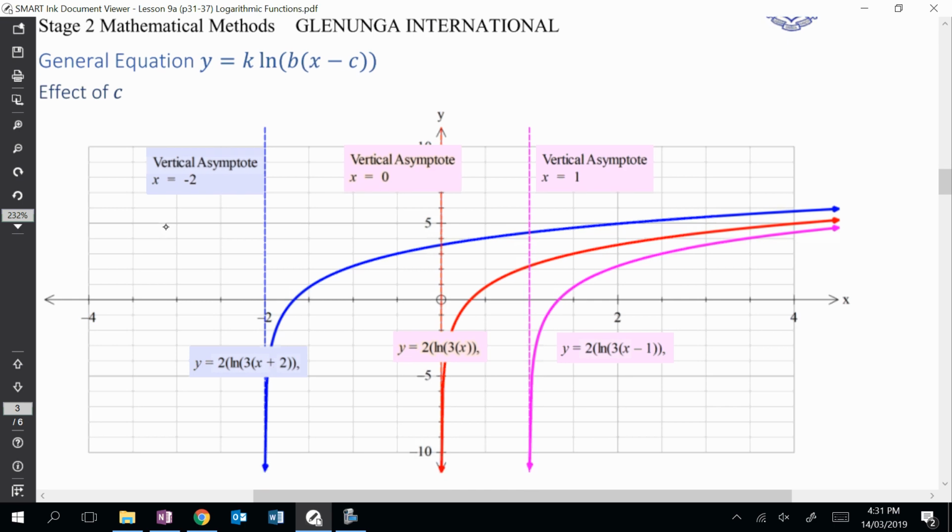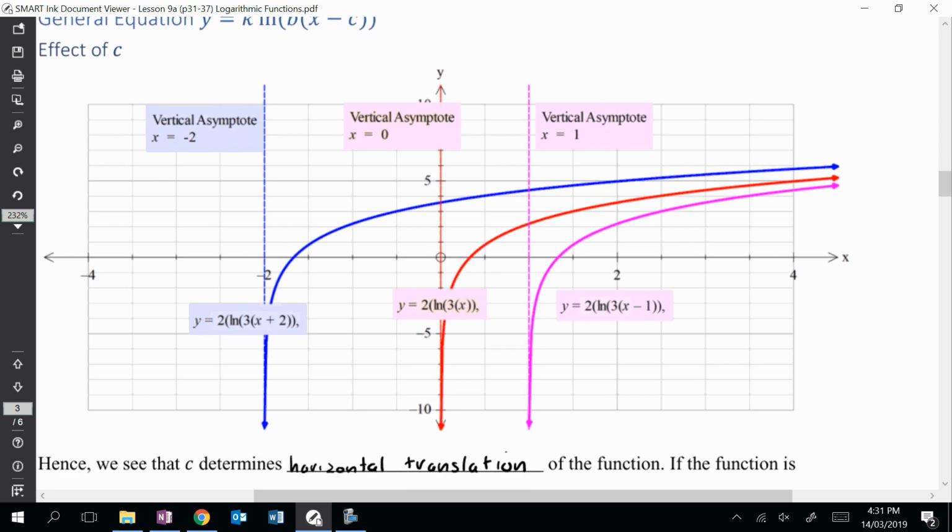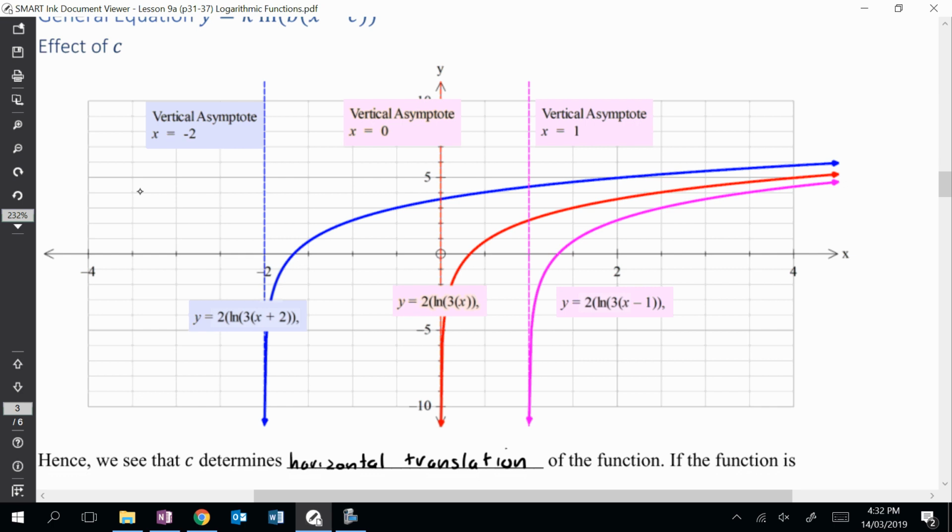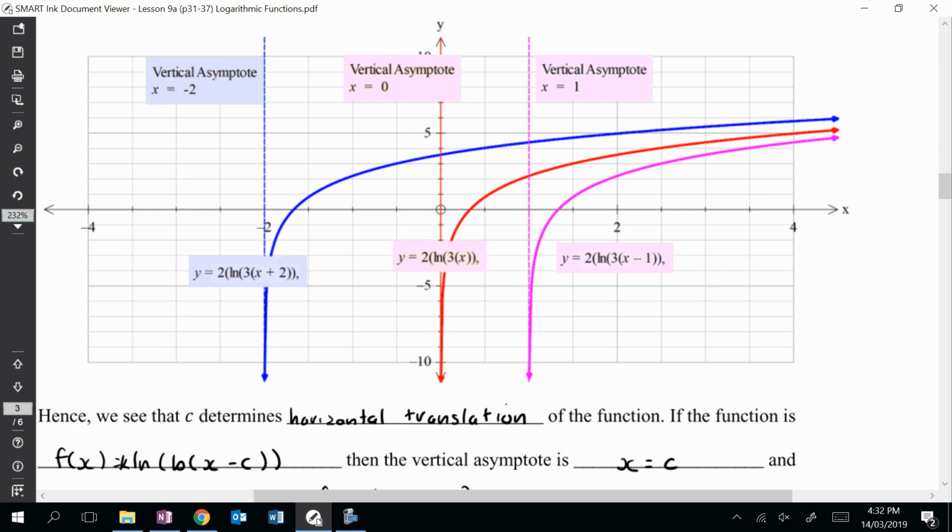So, in this case, we see that c determines the horizontal translation. In other words, it moves it left or right. So if the function is f of x equals k ln b(x - c), then the vertical asymptote we can see is x equals c. Here, it's x - 1, so the vertical asymptote is 1. Here, it's x - 0, so the vertical asymptote is x equals 0, which is the y-axis.